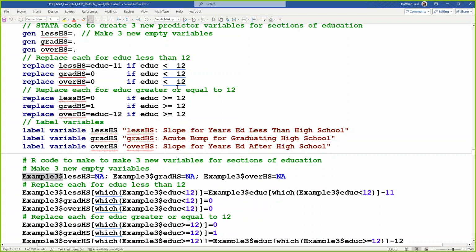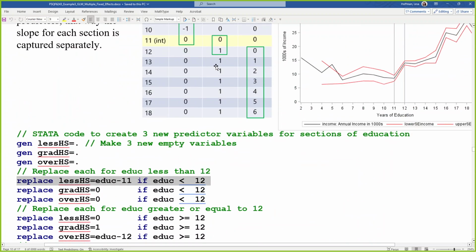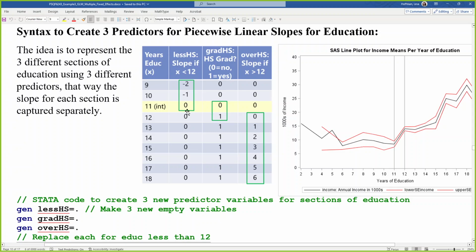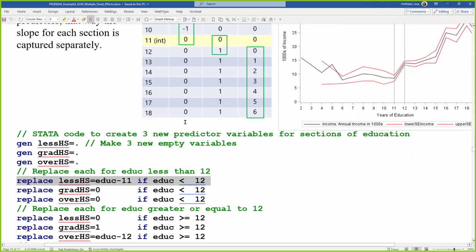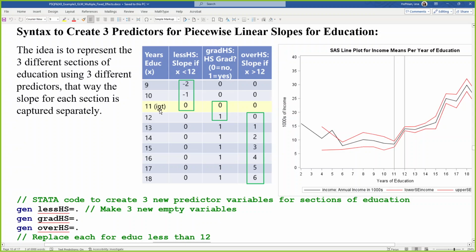Then we have, let's do the Stata part first here. Replace, so remember, read these backwards. If education is less than 12, then replace less than high school with education minus 11. So that's going to do the same thing as a function, as opposed to if this, if this, if this. Because 11 is my centering point for the intercept. So I want to keep track of how far you are relative to 11. So subtracting 11 will do that for this column. But I'm only doing it if education is less than 12. So I'm covering just 9, 10, and 11 with that statement.